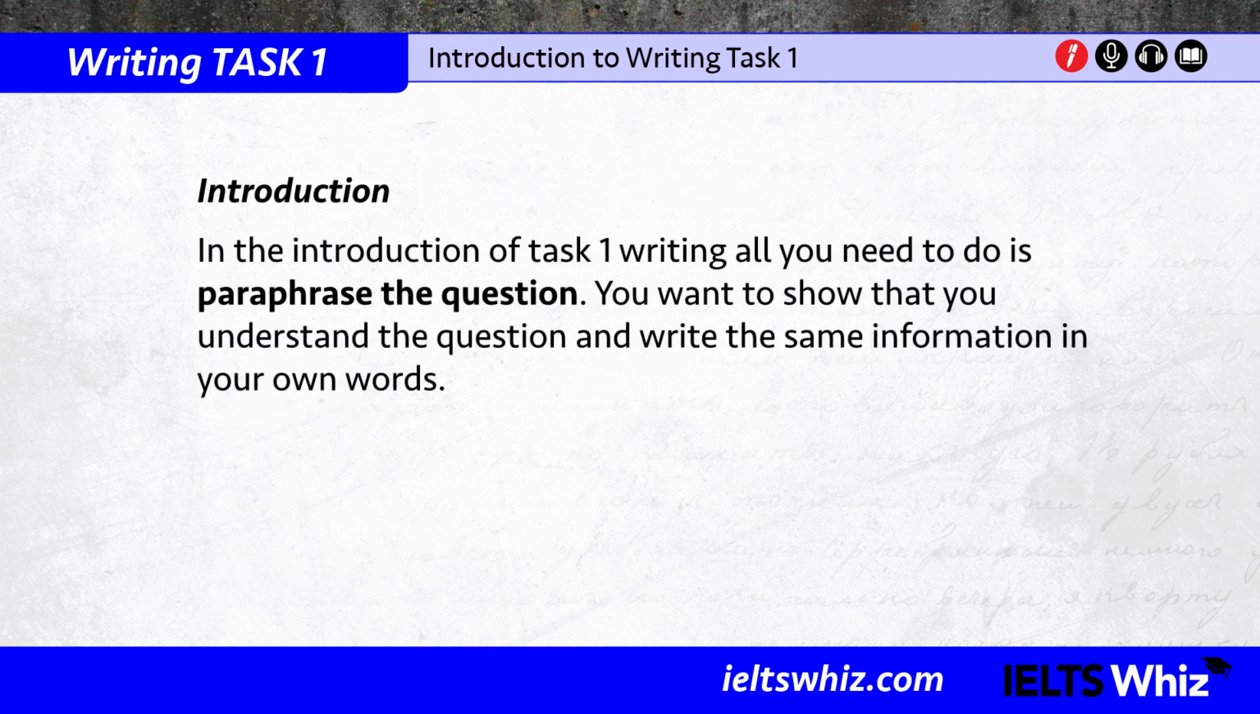In the introduction of task 1 writing, all you need to do is paraphrase the question. You want to show that you understand the question and write the same information in your own words.